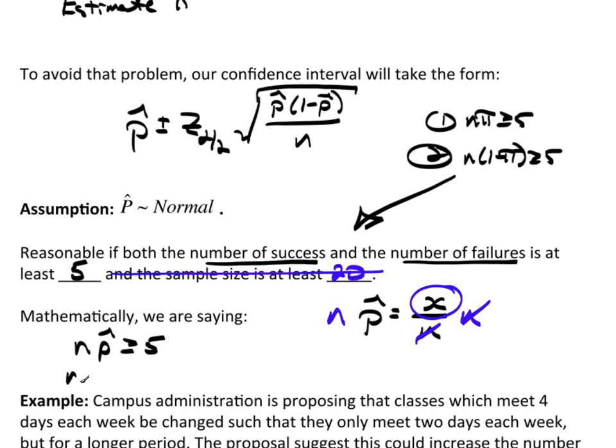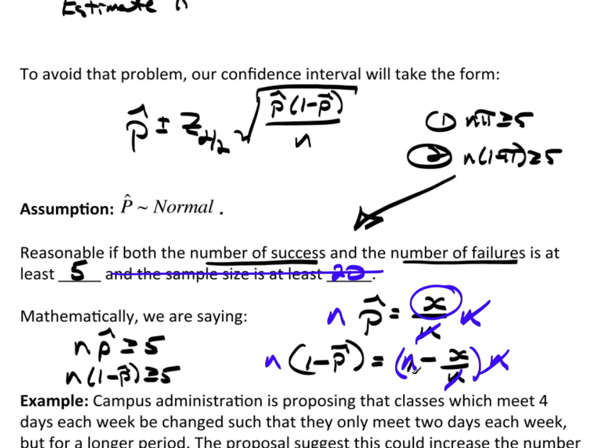Likewise, if I take n times 1 minus p hat, that also has to be greater than or equal to 5. Well, 1 minus p hat equals 1 minus x over n. And if I multiply that on both sides by n, the n will cancel here, it distributes here, I'll have n minus x. Well, n minus x plus x is going to be n, so n minus x is the number of failures. So in other words, if I had, let's just say n equals 100 and p hat equals 0.7, well that's 70 over 100, so I would have 70 successes. That means 100 minus 70 is 30. That's how many failures I would have. That would be my n times 1 minus p hat.